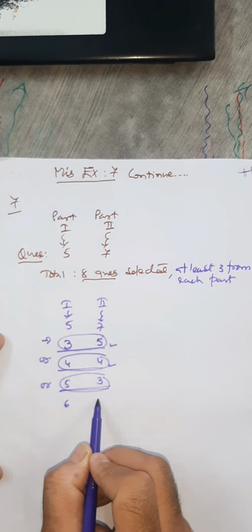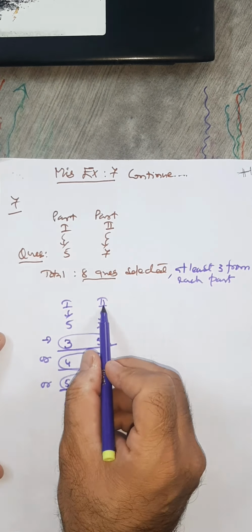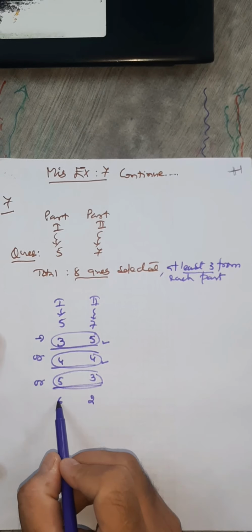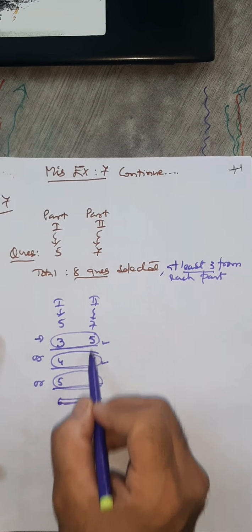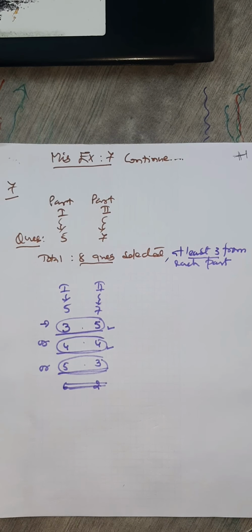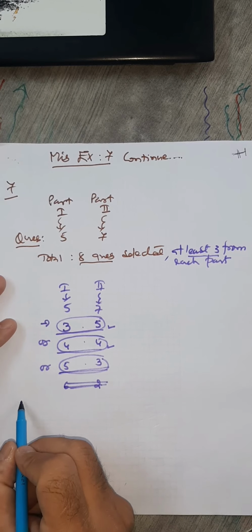Now can I select 6 here? If I write 6 here, then I need to take 2 here. That means 2 will come from this. Here it says that there are at least 3. So this will not be there, remember. Right? So there are 3 possibilities. This or this or this. So how do we write this? I will write like this.